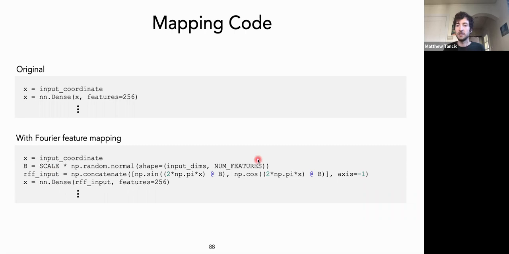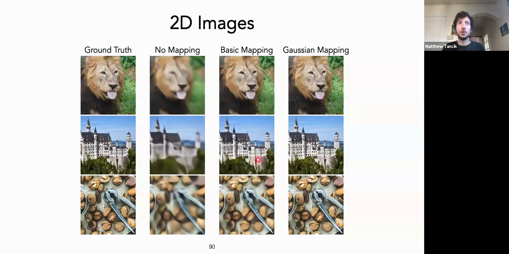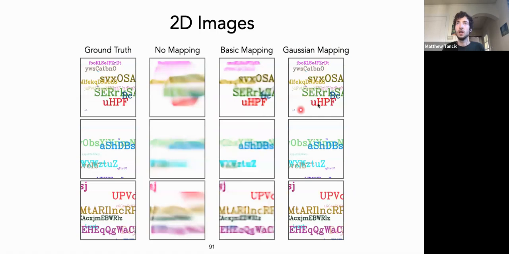And we can take a look at the results. So here is the 2D image memorization I was showing earlier. However, now I have this isotropic Gaussian mapping, the Fourier feature mapping. And we can see that the reconstructed images essentially look like ground truth. And the same is true for other image domains. So here is text. And what's kind of cool in this case is that some of these small words just completely disappear without having the correct mapping.